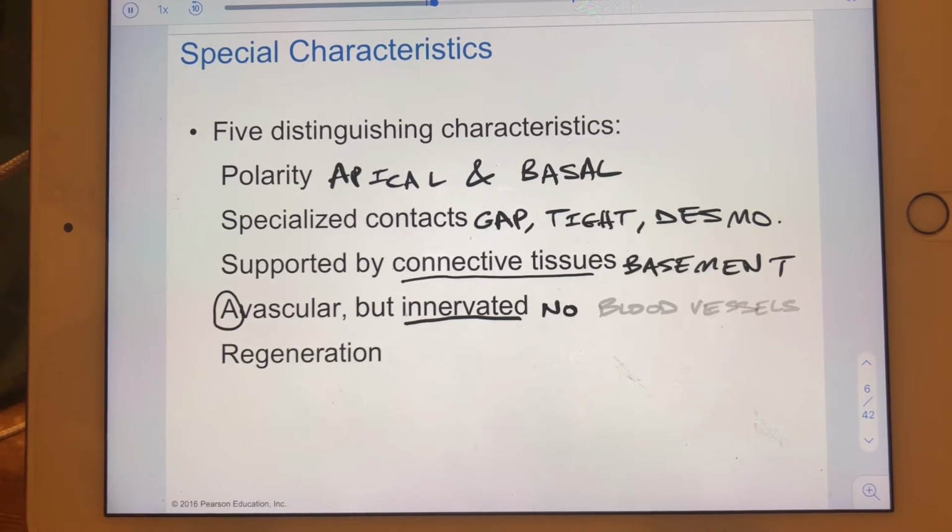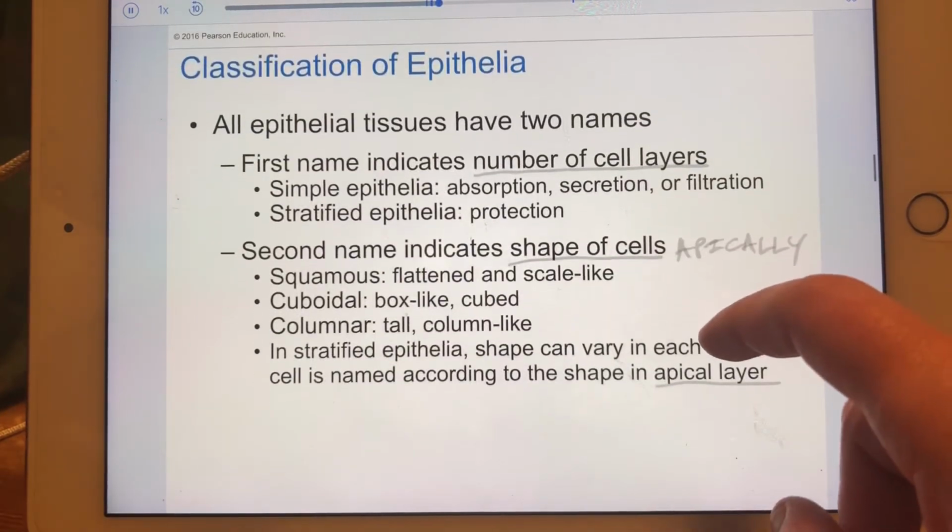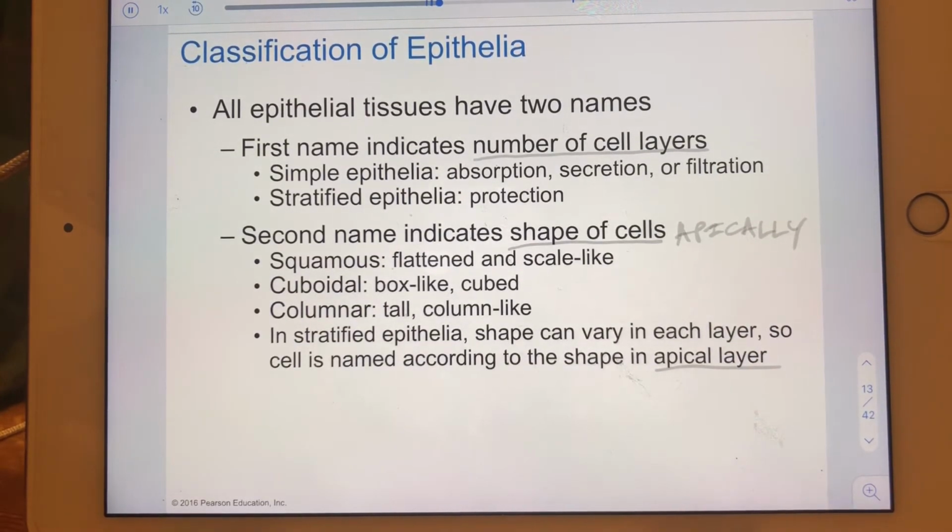By the way, I'm on slide 7. But, all right, and that epithelia can, will, and do regenerate, that they have that superpower, if you will. We also talked about the naming principles of epithelia. So I'm on slide 14 right now, where at least for most epithelia there will be a word, a descriptor, that tells us how many cell layers, and a word or descriptor that tells us the shape of the cells, at least apically, which is what this little note here is for.